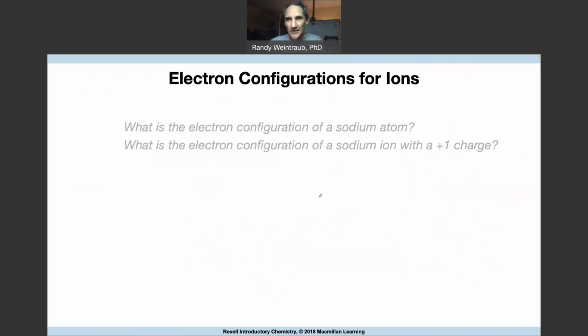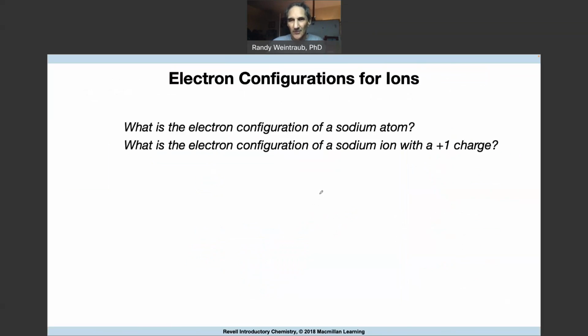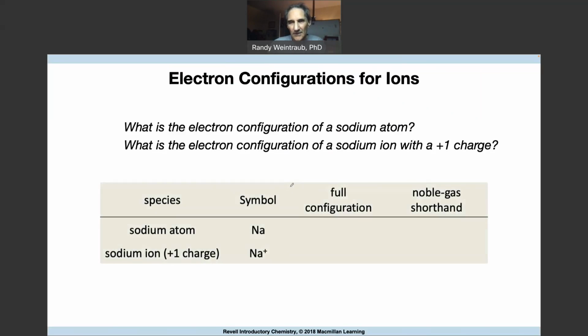Finally, let's look at the electron configuration for ions. Recall that ions are particles with an overall positive or negative charge. Ions are a vital part of chemistry, and so it's important to understand their electron configurations. Let's begin with an example. What is the electron configuration for a sodium atom? What is the electron configuration for a sodium ion when it has a +1 charge?